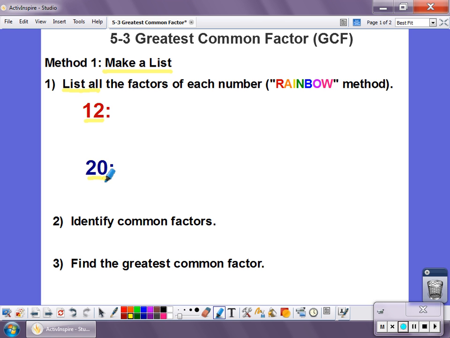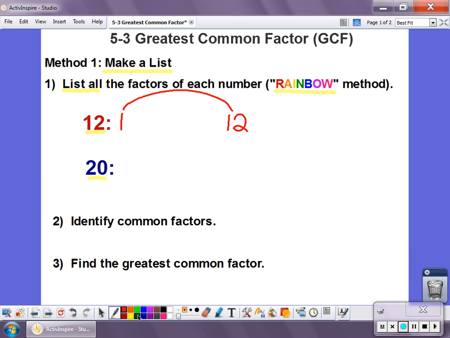Sometimes you'll see this called the rainbow method, and I'll show you why it's called the rainbow method in just a second. But when we look at these factors, what we want to think about is, what am I going to multiply to get 12? So I know that 1 times 12 will give me 12. And I'm going to separate them because there's going to be other things in between. But I know 1 times 12 gives me 12.